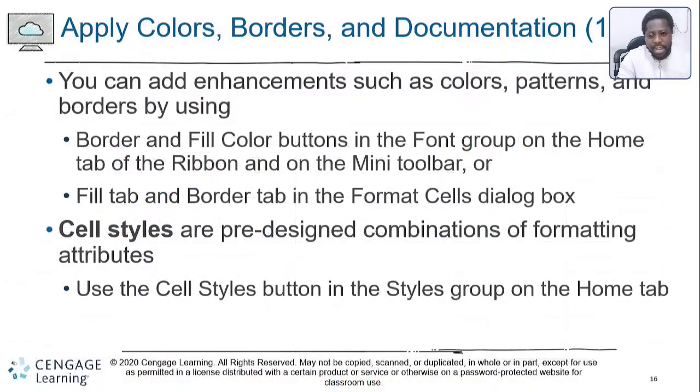Now you can also add enhancements such as colors, patterns, and borders to your Excel worksheet. The border and fill color buttons in the font group on the home tab of the ribbon, and on the mini toolbar, can help you achieve this. And then you can use the fill tab and border tab in the format cells dialog box to get this done. You also have the cell styles that are pre-designed combinations of formatting attributes. So you can use these styles buttons in the styles group on the home tab.